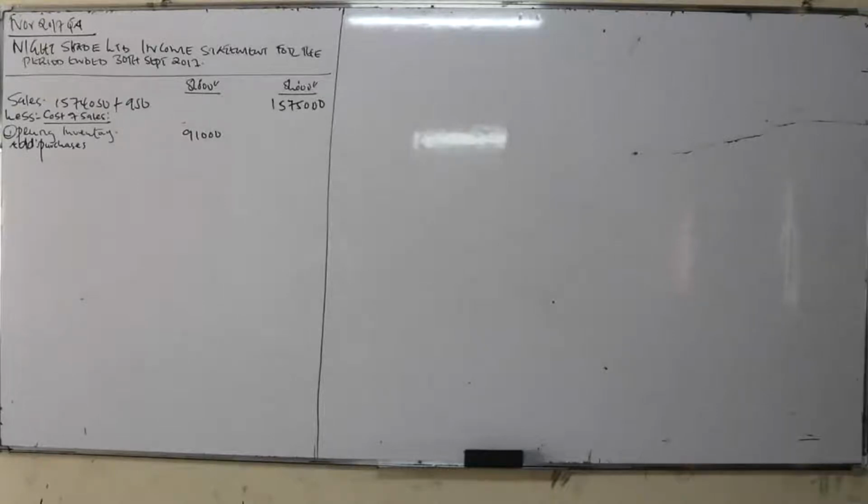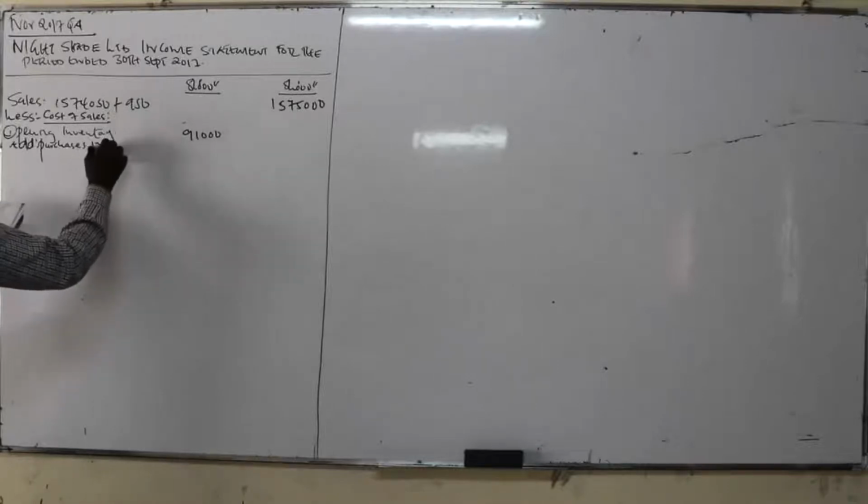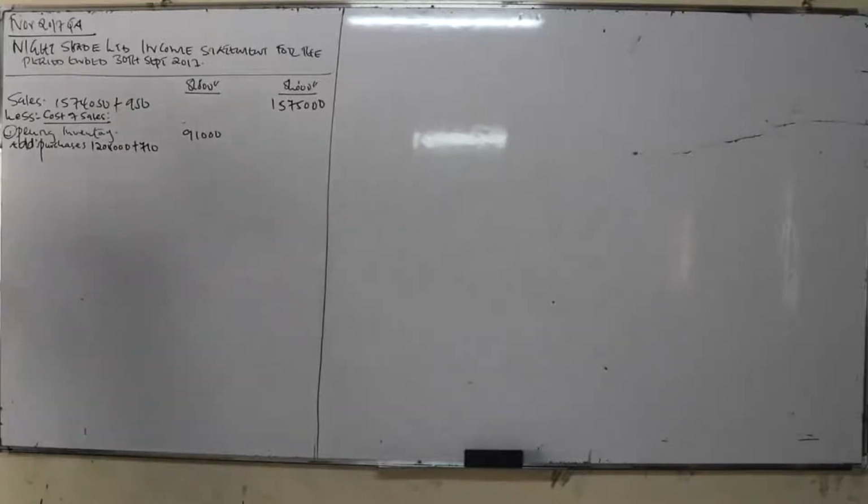What does it say? So we have goods that had been purchased which are in transit and they had not been recorded in the books, isn't it? So they are goods purchased, they are in transit coming. So we're going to add them to the current value of purchases. So our purchases is 1,204,000, is it so? Plus 710. What do you get?